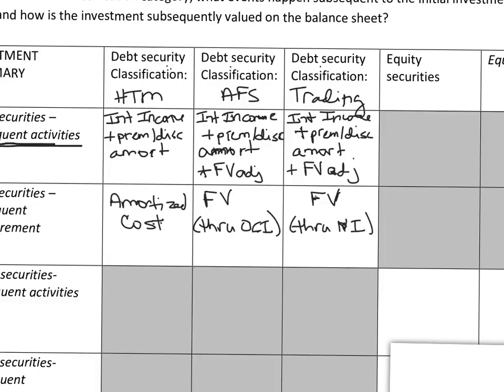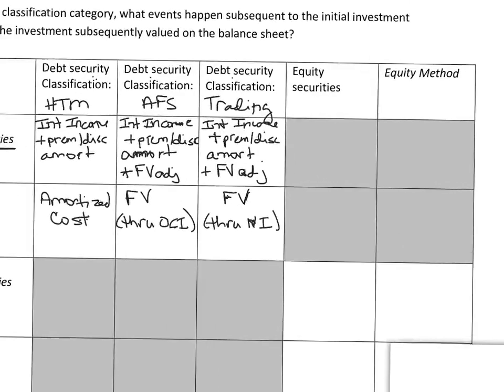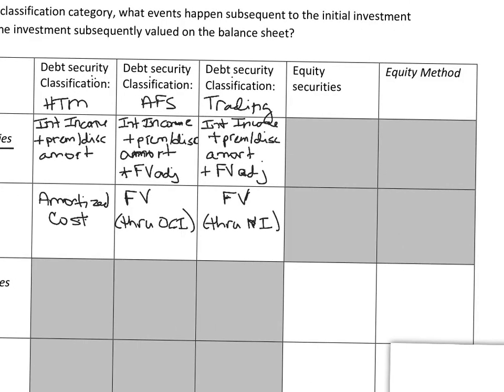Okay, so you should have that filled out for yourself anyway. All right, and then we talked about the equity securities. We're doing the same thing for those. Think about what happens after the fact, and just a reminder, the passive ones are when you own less than 20%, and the equity method is when you own between 20 and 50%.